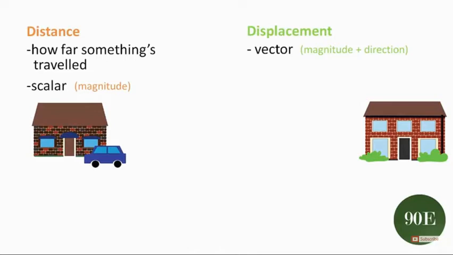When we're talking about displacement, it is going to be the shortest distance from where you started to where you ended, along with the direction. It is a straight line distance measurement from where you started to where you ended.